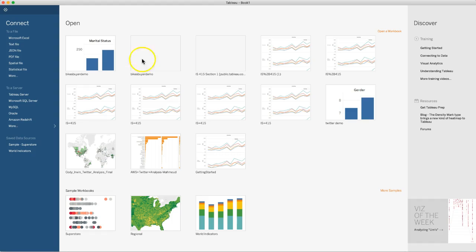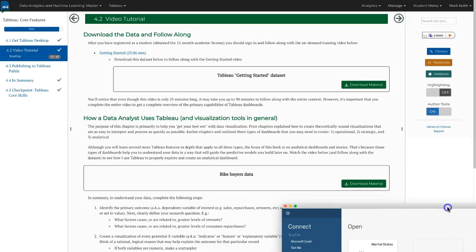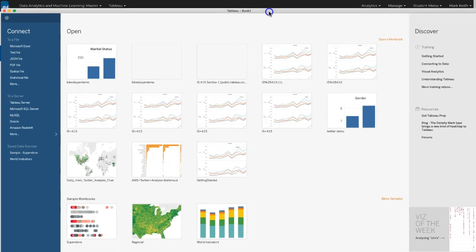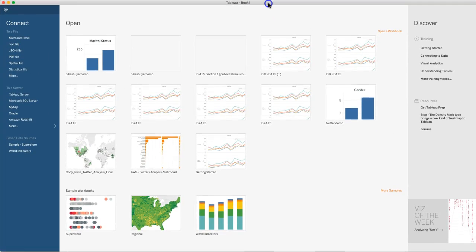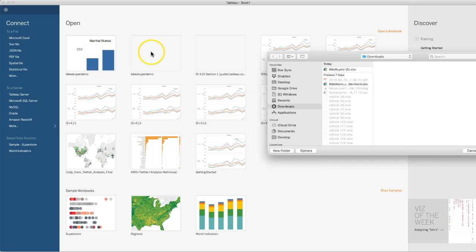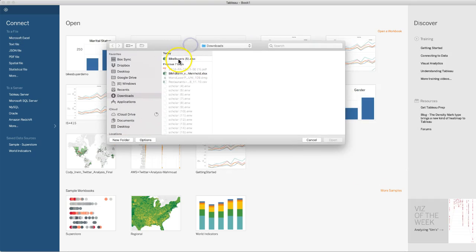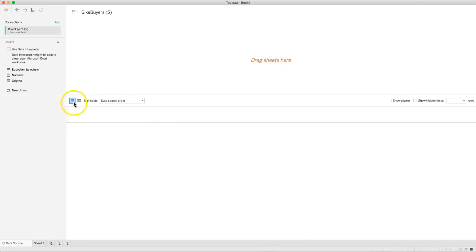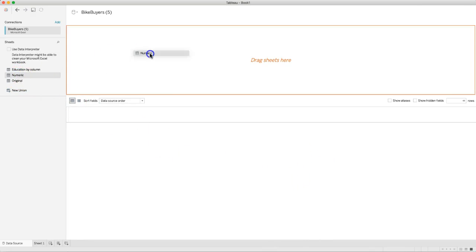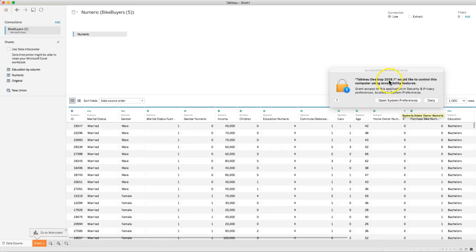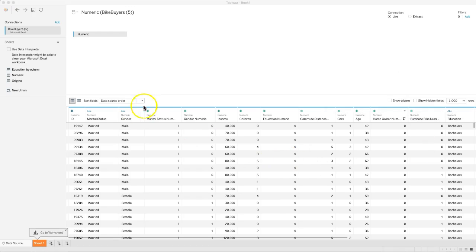So let's do this with the bike buyers data set that we'll use commonly in this course. You can download it here if you're in the class, or if you're watching this from YouTube, there's probably a link in the description to that download file. Anyway, I'm going to assume you have that. Let's go ahead and open up a Microsoft Excel file. Here it is in my downloads, bike buyers. Looks like I've got a few versions of it already. And let's pull in this Numeric tab into the data pane. Tableau, I'll have to control it later. Anyway, here's our field.